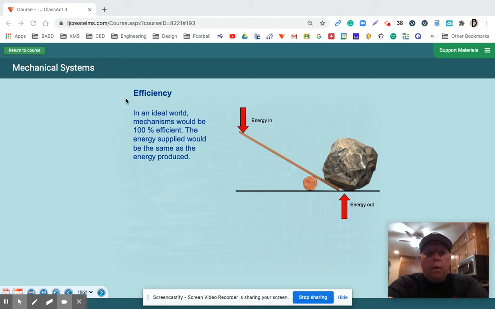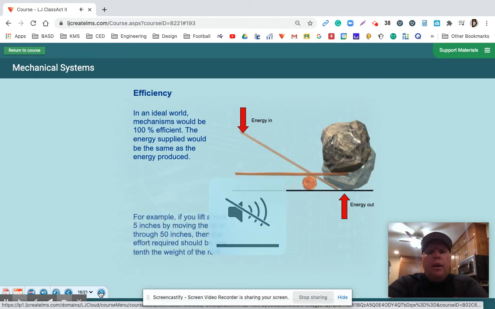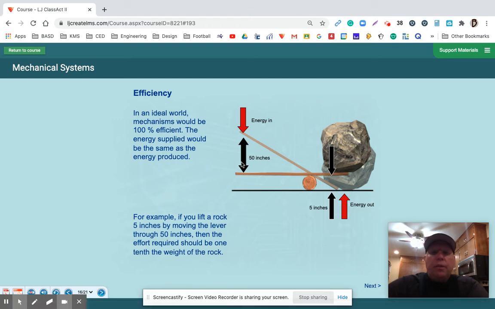So, in an ideal world, mechanisms would be 100% efficient. The energy supplied would be the same as the energy produced. So, as much as I would push down on this lever, I would get an equal amount of force coming back. But we all know that isn't always necessarily the case. For example, if you lift a rock 5 inches by moving the lever through 50 inches, then the effort required should be 1/10 the weight of the rock. So as I push down 50 inches, it pulls up 5 inches.